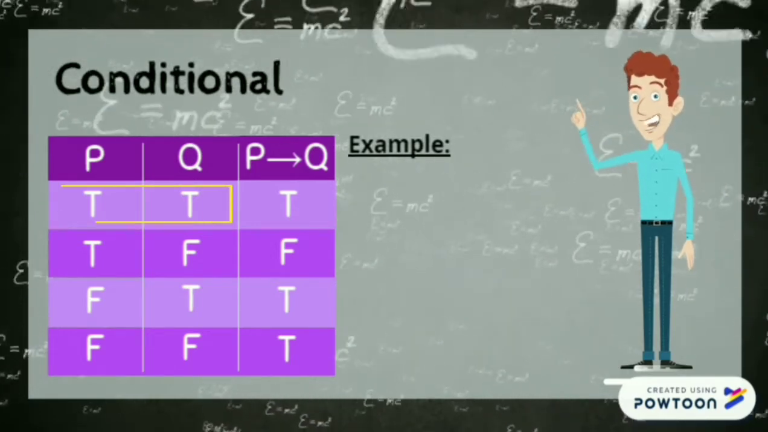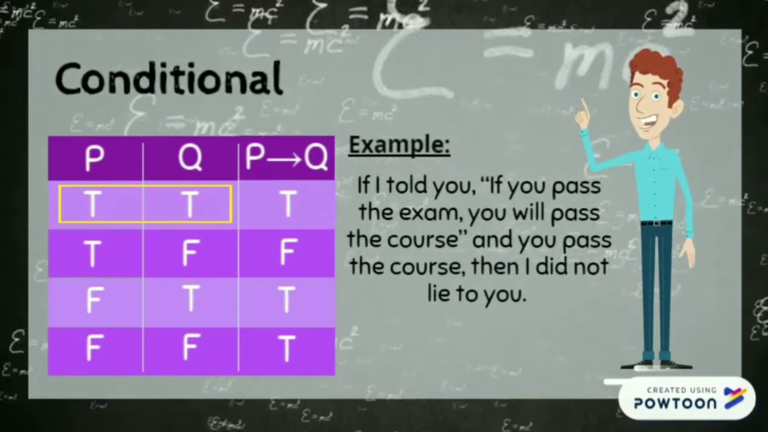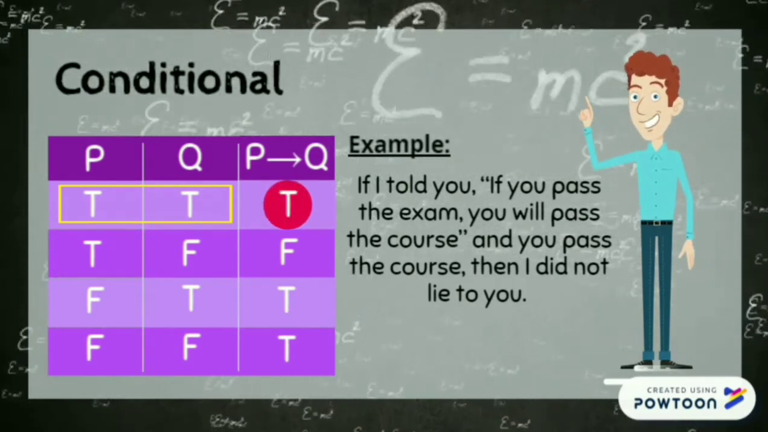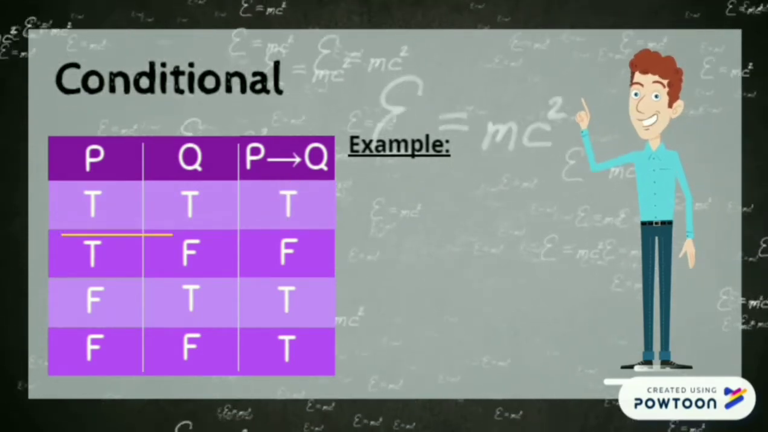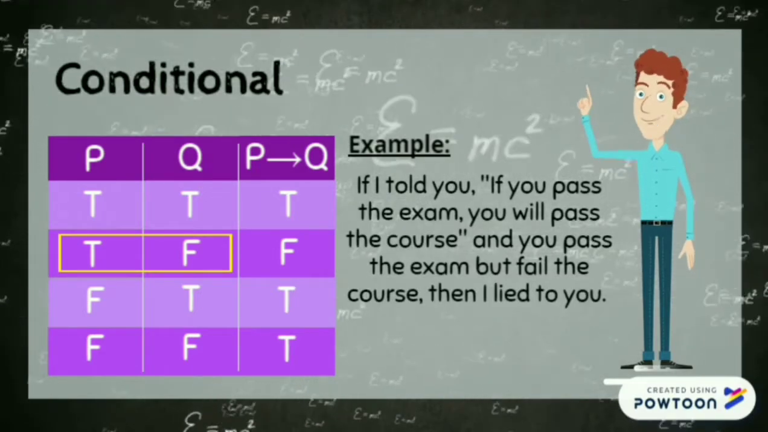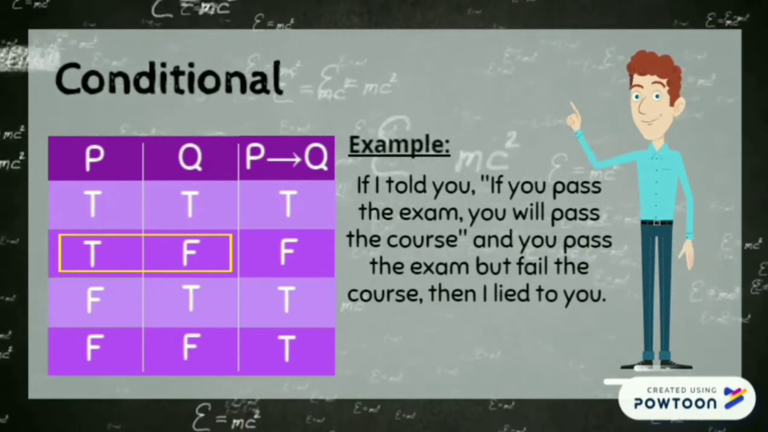1. P is true, and Q is true. If I told you the conditional P→Q and you pass the course, then I did not lie to you, so the output of P→Q is true. 2. P is true, and Q is false. If I told you the conditional P→Q and you passed the exam but you failed the course, then I lied to you, so the output of P→Q is false.